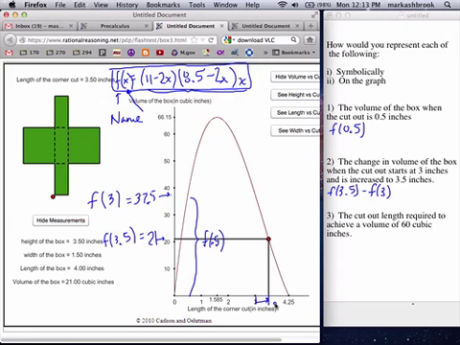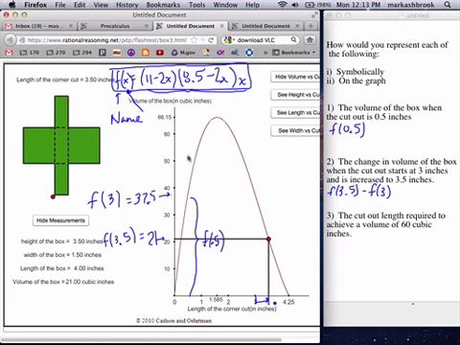Your slope is decreasing. Your length. How many vote for f of 3.5 first? How many vote for f of 3 first? What happens to the volume when we increase the cutout length from 3 to 3.5? What happens to the volume? Decreases. Decreases. So the change should be negative. So what should it be?